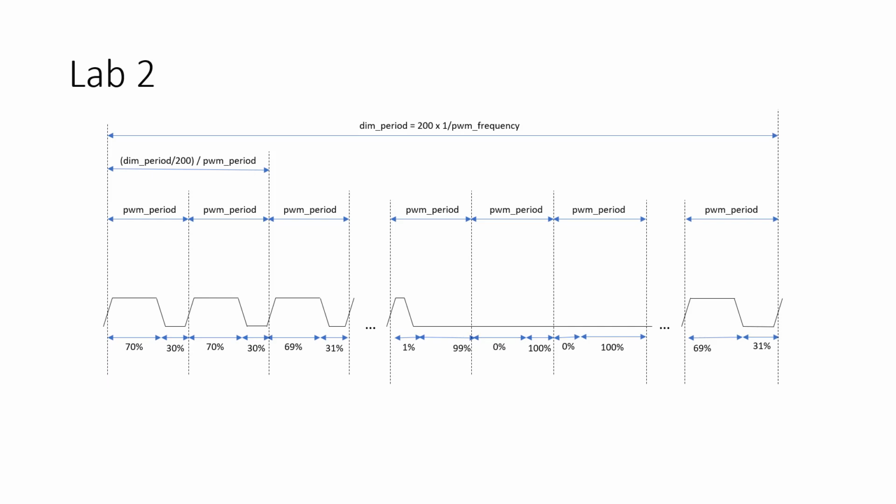Okay, and I wanted to start out, I had a few questions. It looks like everyone in here might already be done. But there were a few questions I got about the dim period versus the PWM period and what the difference was. So I made this little graphic to try to show that. To quickly go through this, I'm trying to show what's going on with the LED lights.